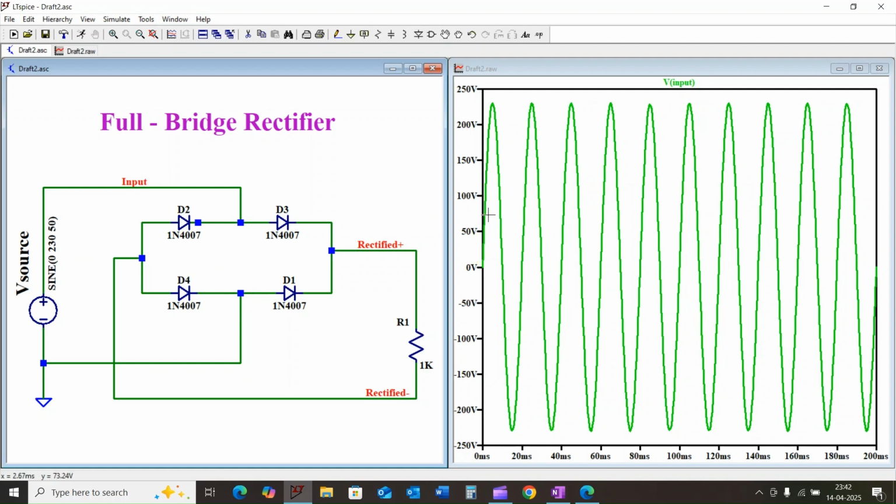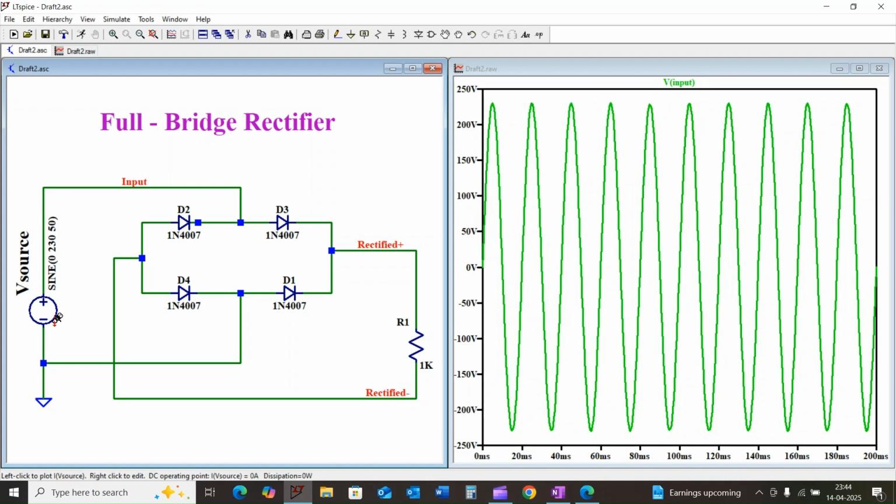During the positive half cycle of our AC input, the current flows from the source to diode D3, and then through the load resistor R1, and finally back through the diode D4 to the other side of the source. Notice the direction of the current flowing through the resistor R1. See here, it starts from the source, goes to D3, goes to the resistor R1, and again goes to D4 and the source. The current is in this direction.